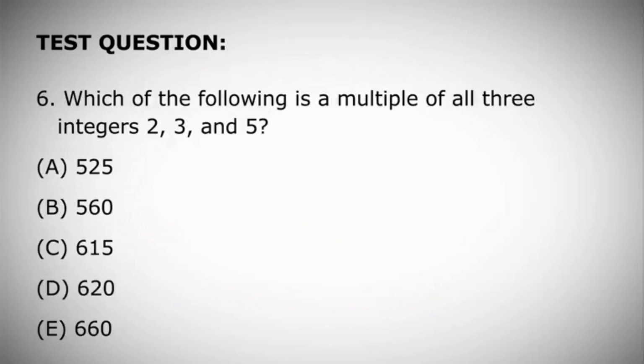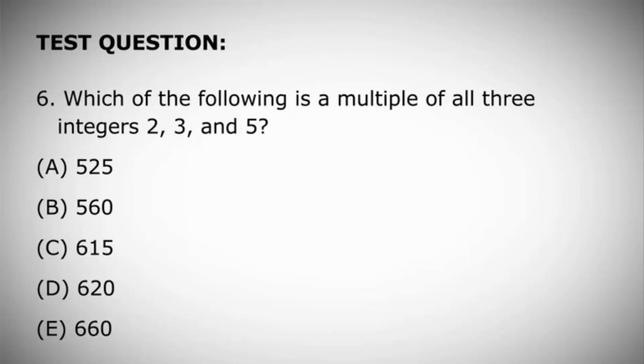Now let's try a test question. Number 6 says, which of the following is a multiple of all 3 integers, 2, 3, and 5? With a question like this, you want to ask yourself, what needs to be true of this number in order for it to be a multiple of all 3 integers, 2, 3, and 5?